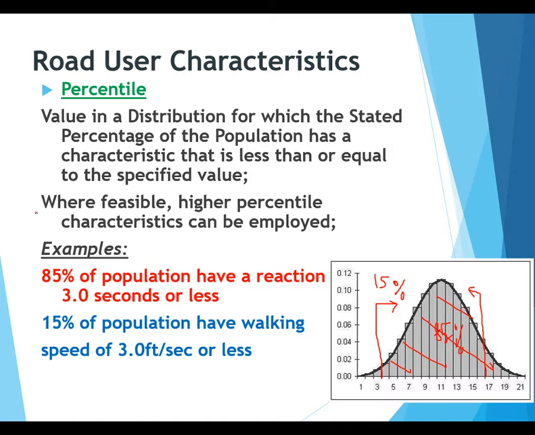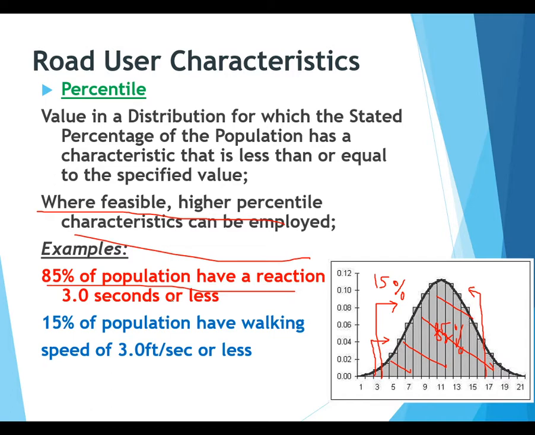Where feasible, higher percentile characteristics can be employed. So sometimes we say, you know what, I have some money. Let's make sure that we also serve the people who are 2 feet per second. So here we try to stretch the limit a little bit and make the system include as many people as we can. And again, we talked about these examples.